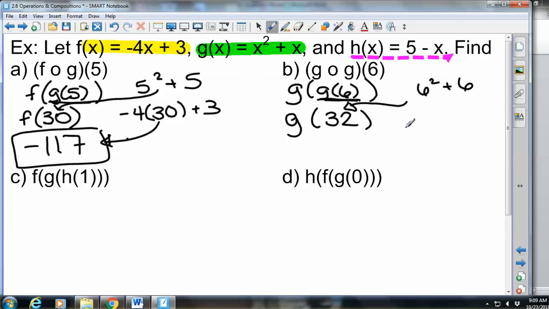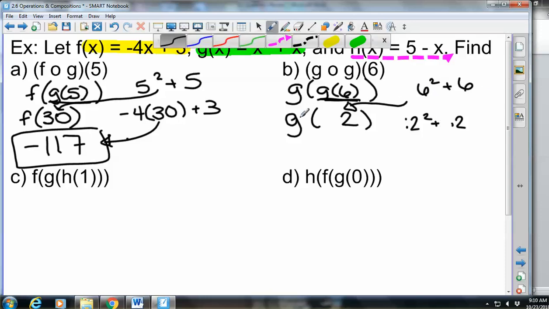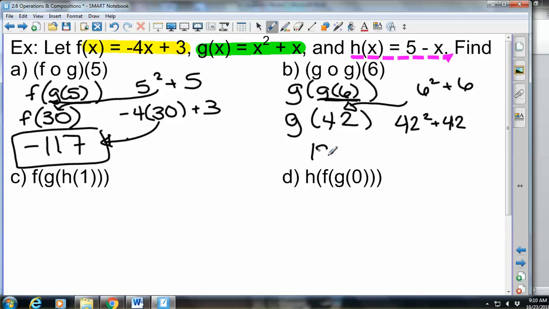And now we have to plug it into g again. You guys have to help me out, I don't know 32 squared. You get 42. Yeah, I did get 42. 6 squared is 36 plus 6 is 42. Okay, and then when you plug that in, what'd you get? 1,806?